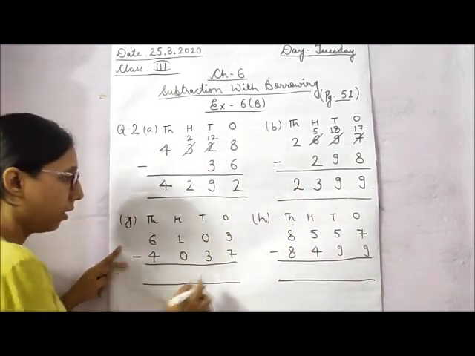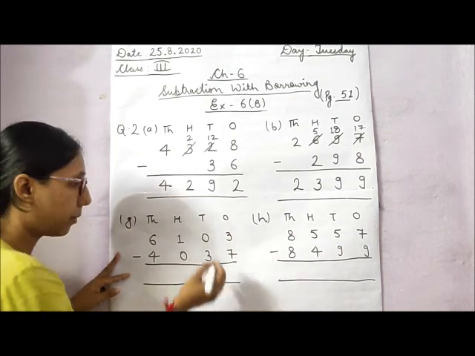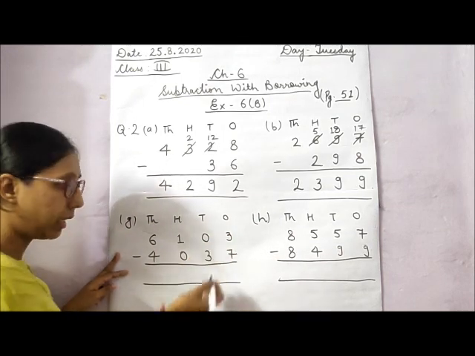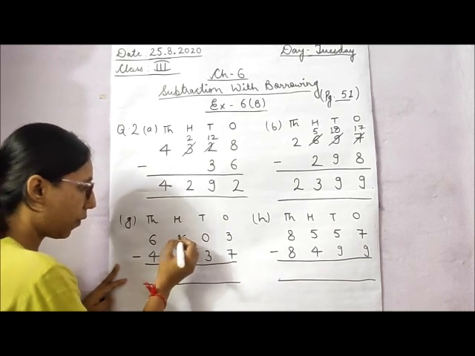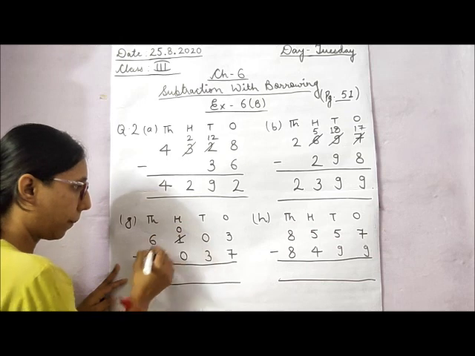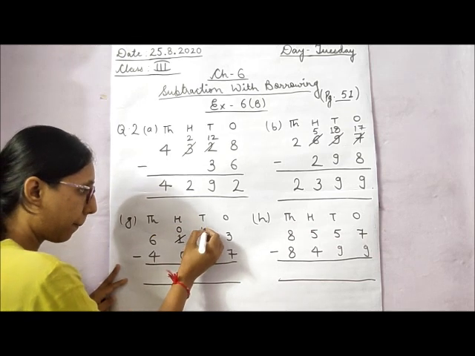In G part, 3 minus 7 not possible. 0 minus 3 भी possible नहीं है और हम इससे borrow भी नहीं ले सकते. So we'll take borrow from this 1. अब 1 से पहले क्या आता है? 0. This will be now 10.